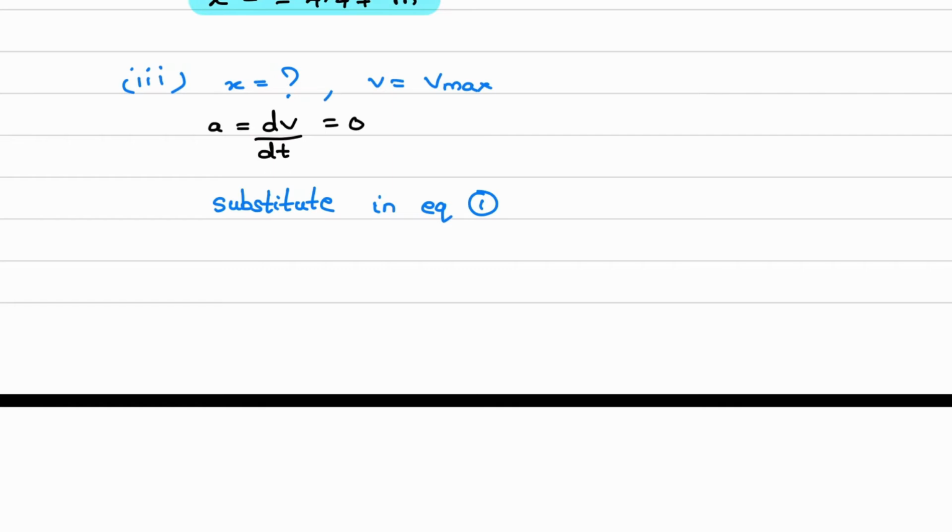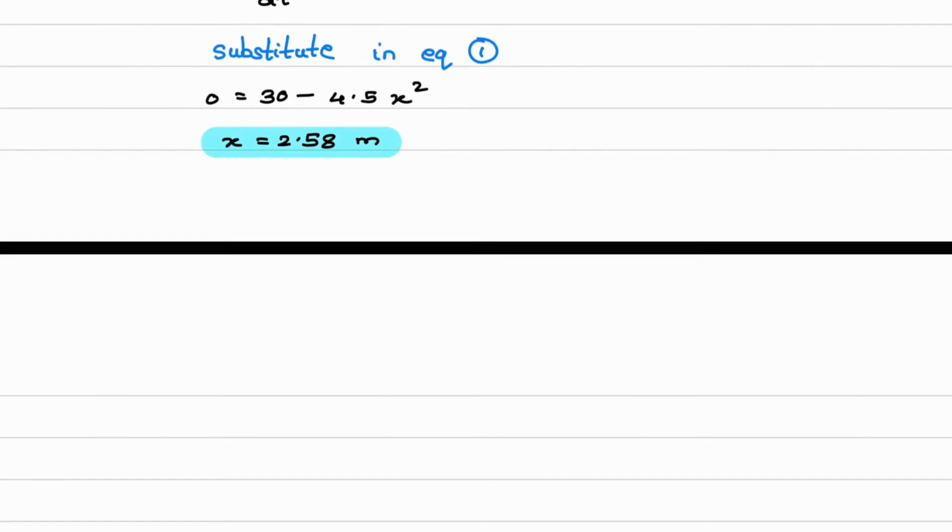So if you substitute the value, 0 is equal to 30 minus 4.5 x square. So from here we can calculate x. X is equal to 2.58 meter. Now here it is not asked to calculate what is the maximum velocity, but we will calculate that part also. Okay, so that is the extra part. It is not asked, but we will calculate Vmax also.